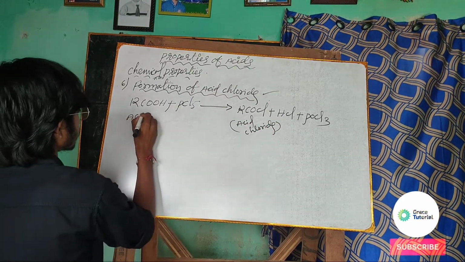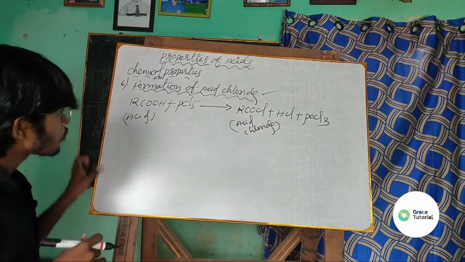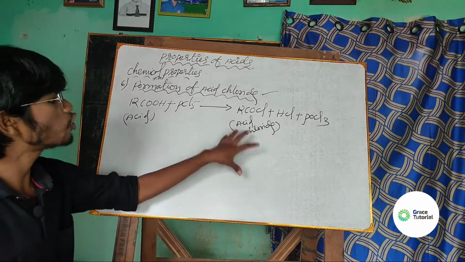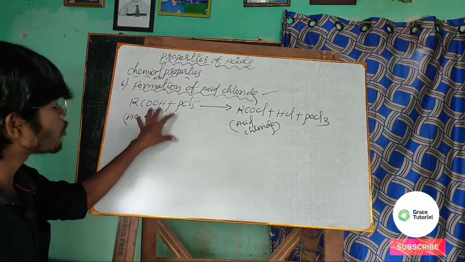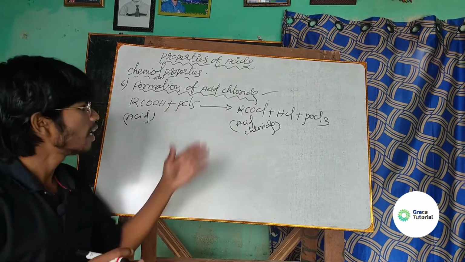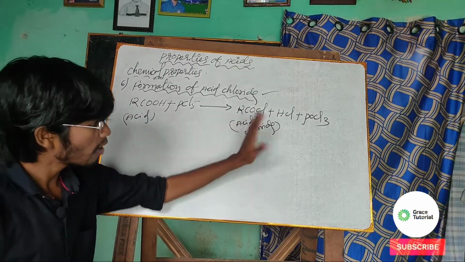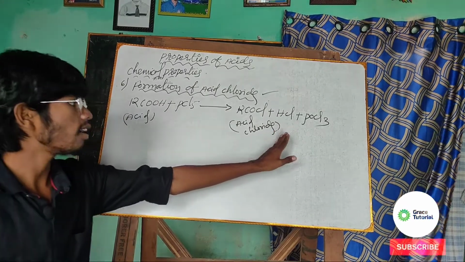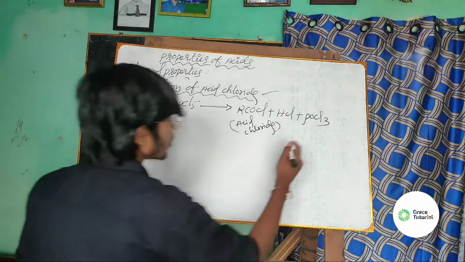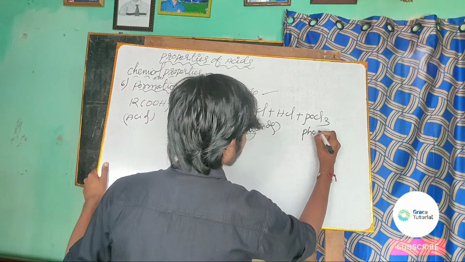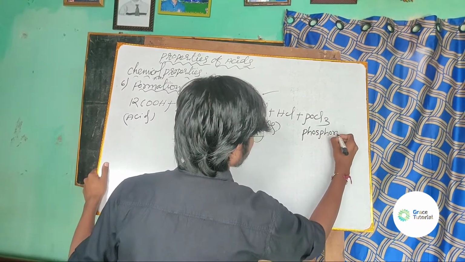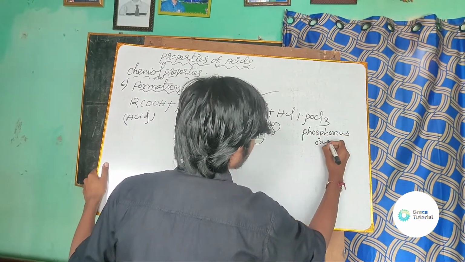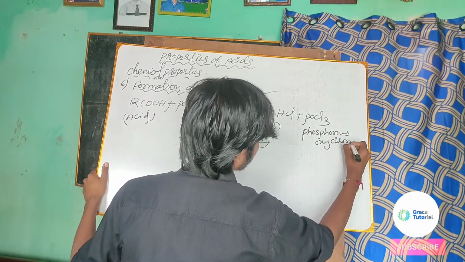This is acid. That means from acid, the acid chloride can be easily obtained. That is, if acid reacts with phosphorus pentachloride, then it gives the acid chloride along with hydrogen chloride, and phosphorus oxychloride is produced.